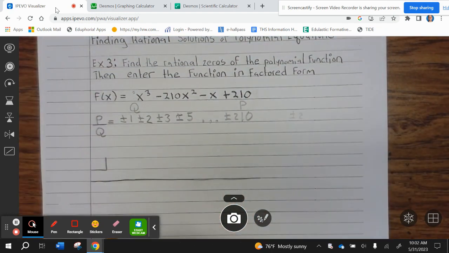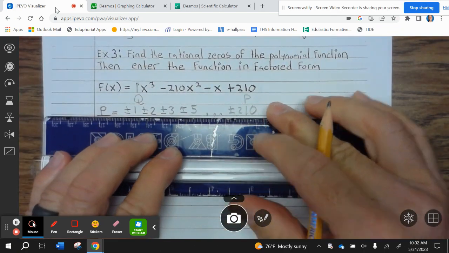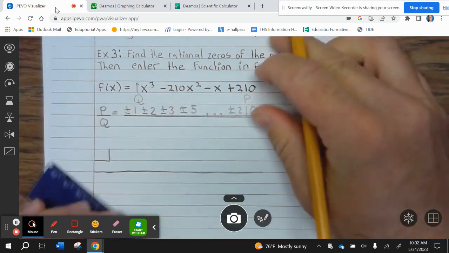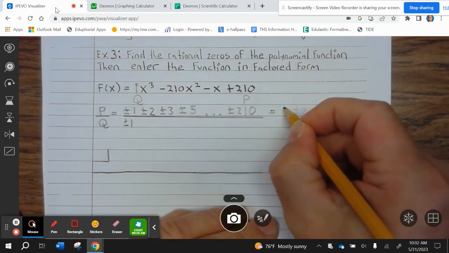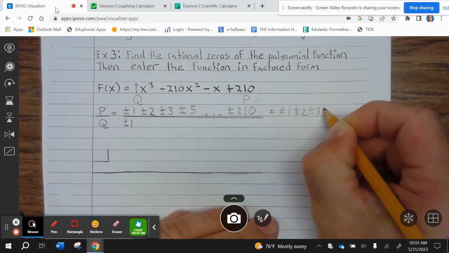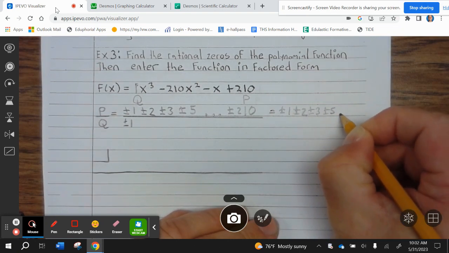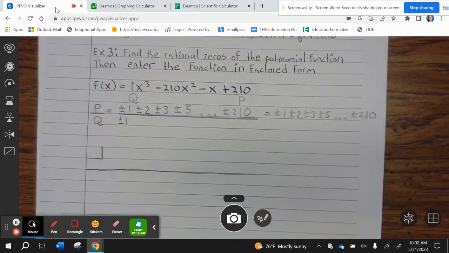Divided by plus or minus 1. When you divide, that's plus or minus 1, plus or minus 2, plus or minus 3, plus or minus 5, and so on, up to plus or minus 210.